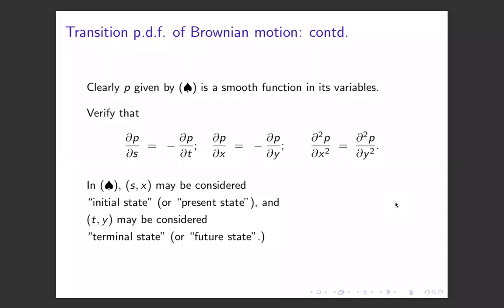So you remember, we had the four variables. We had put s and x in one box, as one group, and t and y as another, and s is strictly less than t. So s and x together can be considered the initial state, or the present state, of the process.